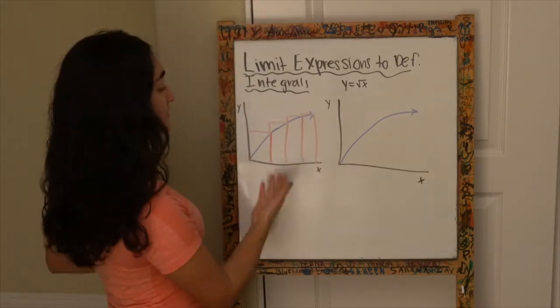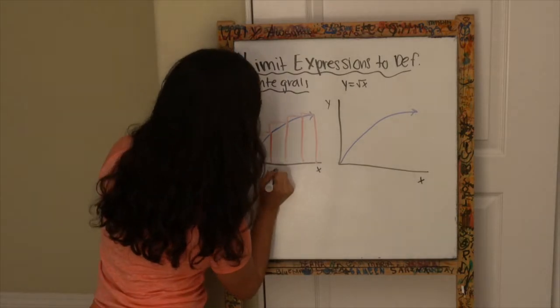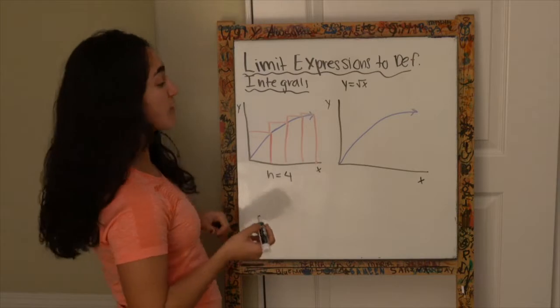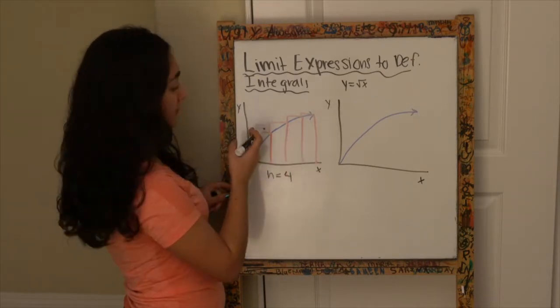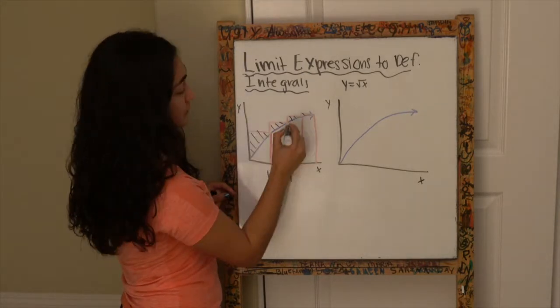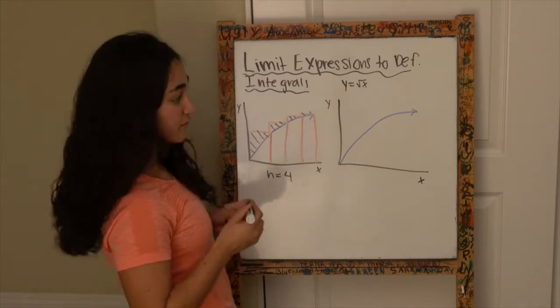So for this function, the n, which represents the number of rectangles, is equal to 4. And as you can see, this is an over-approximation since the rectangles of the portion of the area lies above the curve. So these regions are over-approximates to the actual area under the curve.